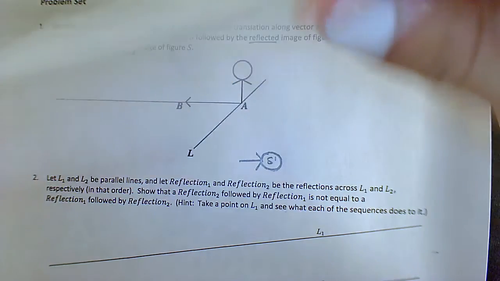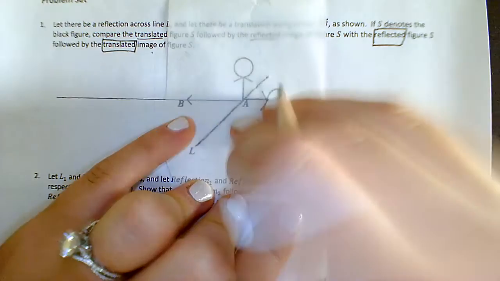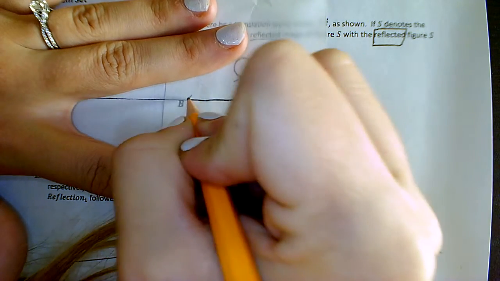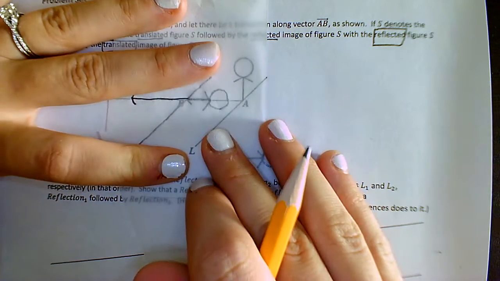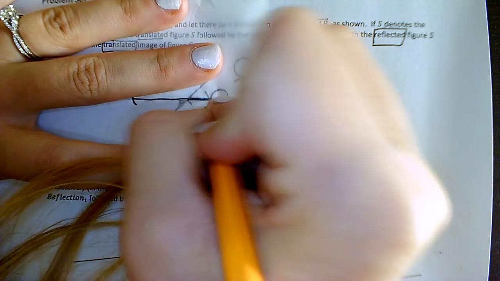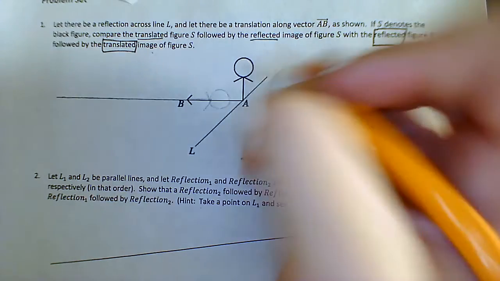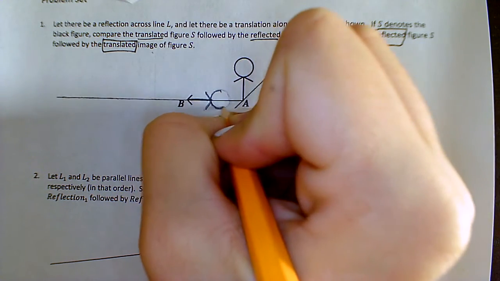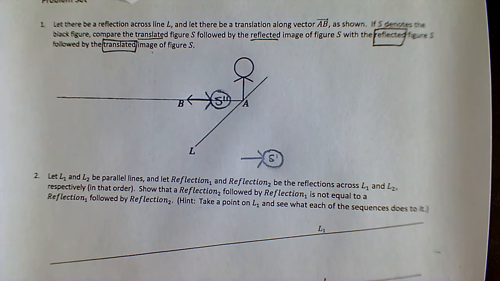So reflect. And then we will translate along this vector and replace our man on the page. And we'll call him S double prime. How do they compare? Are they the same? Does the order matter?